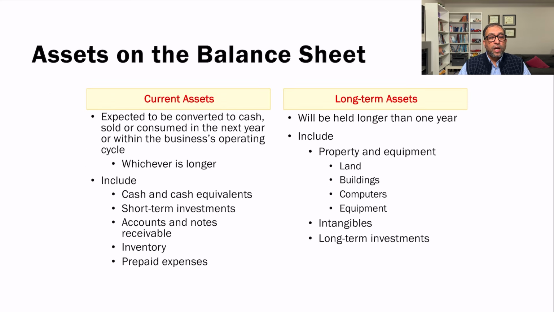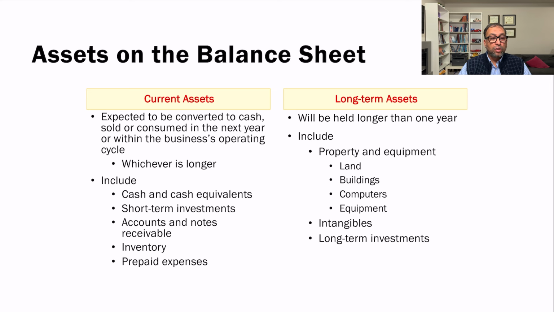So these are the journal items included in the balance sheet. So we write it current assets. The current assets are those assets which are expected to convert into cash within a year. So whichever is longer, we expect them to be converted to cash, sold or consumed in the next year or within the business operating cycle.